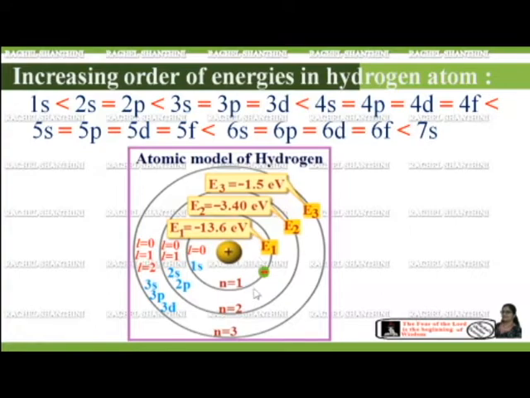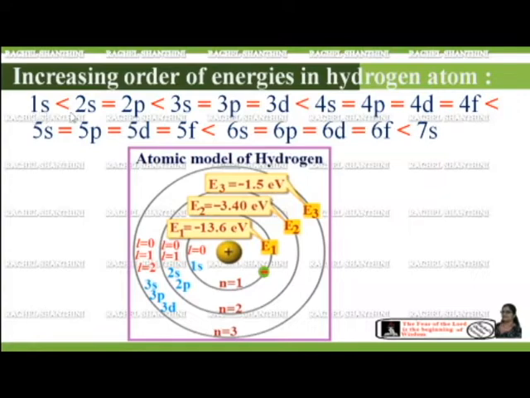For such a one electron system, the various energies of the orbitals will be in the following order. So the increasing order of energies of electrons present in various suborbitals in hydrogen atom will be in the following order. The energy of the 1s orbital present in the K shell is lesser than the energy of the electrons present in the L shell, which is less than the energy of the electrons present in the M shell.